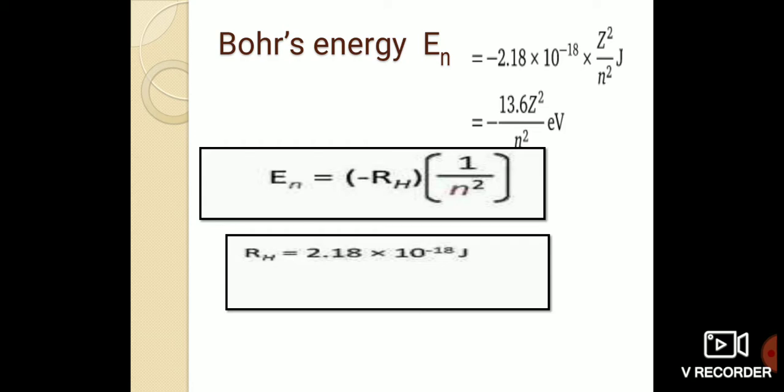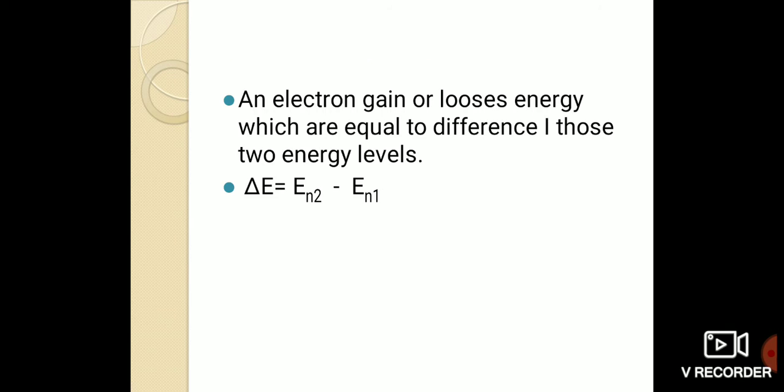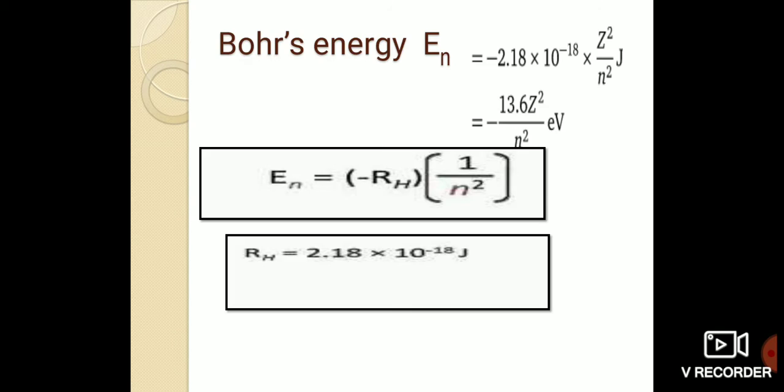Here there is a formula given, En is equal to minus Rh into 1 upon n square, where Rh represents the Rydberg constant and the value is 2.18 into 10 to the power minus 18. With the unit, the value also changes, like 1.09677 into 10 to the power 7 meter inverse, and 109677 if you go with centimeter inverse. Because Bohr's model explains the line spectrum of hydrogen, if you study it.